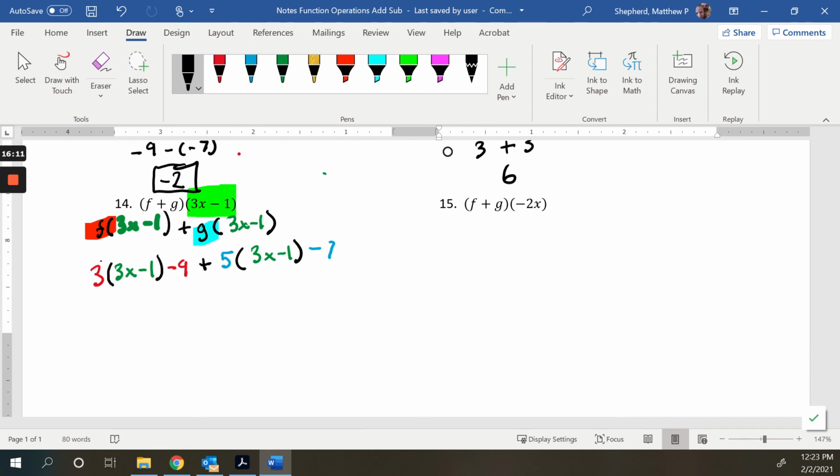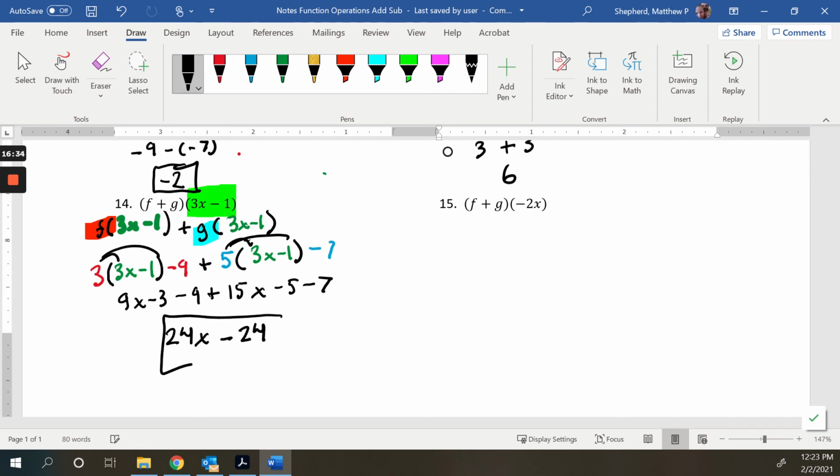Okay, and now we can just distribute like we've done before. And then combine our like terms. And we have our answer. All right, I hope this helps. Good luck.